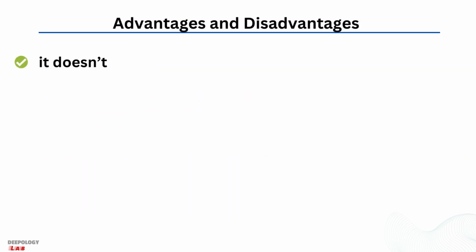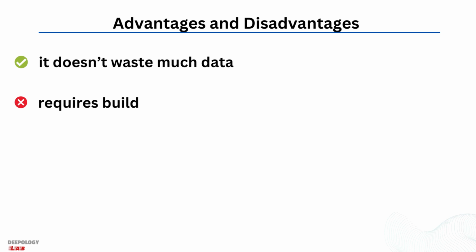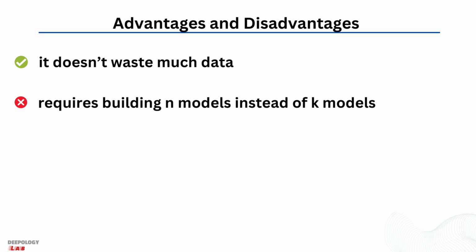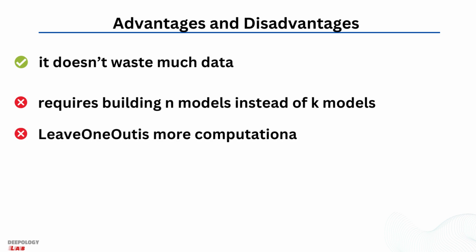The greatest advantage of leave one out cross-validation is that it doesn't waste much data. We use only one sample from the whole dataset as a test set, whereas the rest is the training set. But when compared with k-fold CV, leave one out requires building n models instead of k models, when we know that n, which stands for the number of samples in the dataset, is much higher than k. It means leave one out is more computationally expensive than k-fold. It may take plenty of time to cross-validate the model using leave one out.